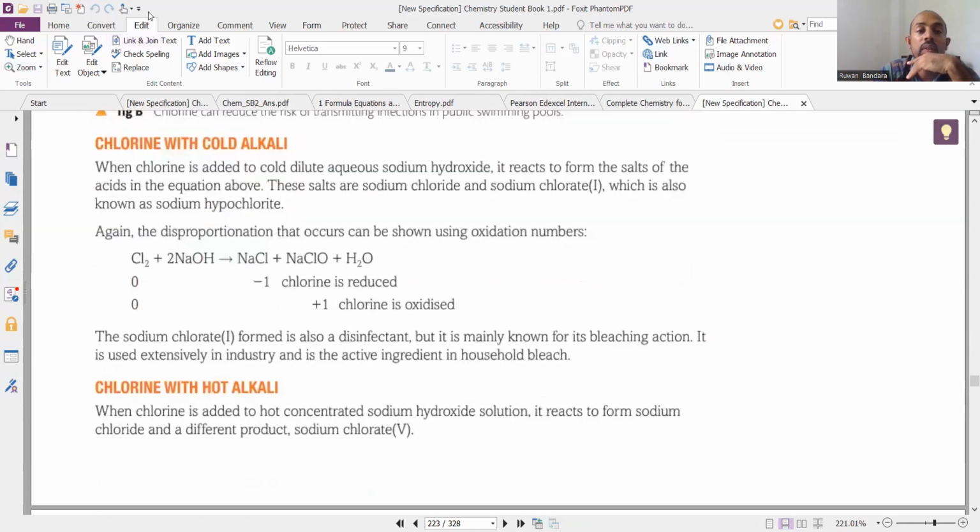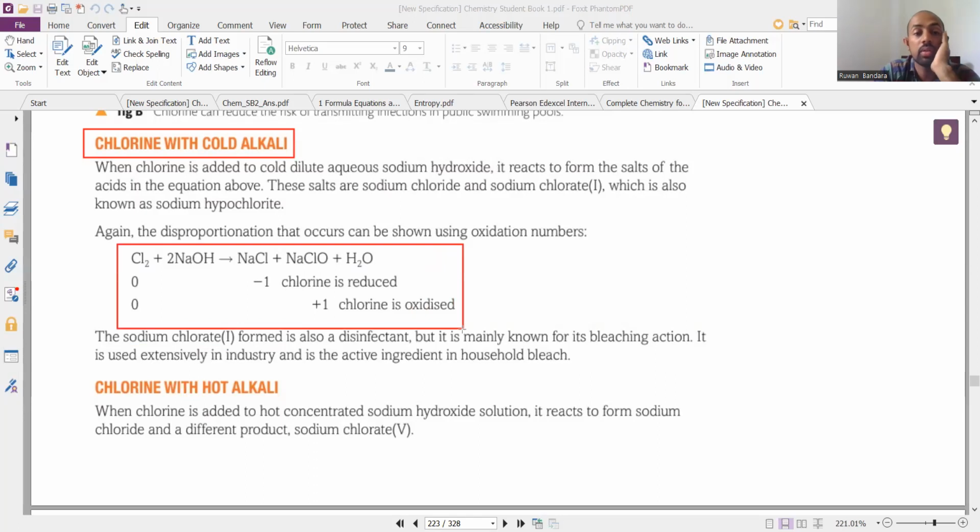Next one, chlorine with cold alkali. Chlorine with cold alkali. And again, sodium chloride and sodium chlorate(I) are formed. So 0 to -1 and 0 to +1 is the change in oxidation number.